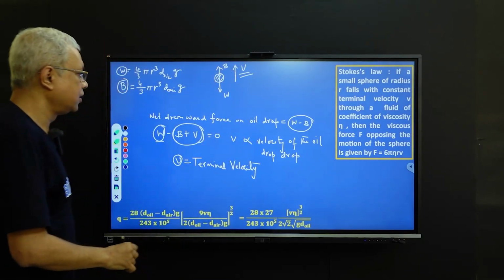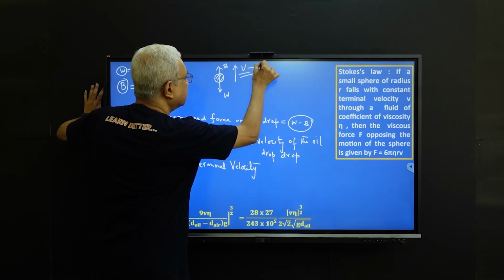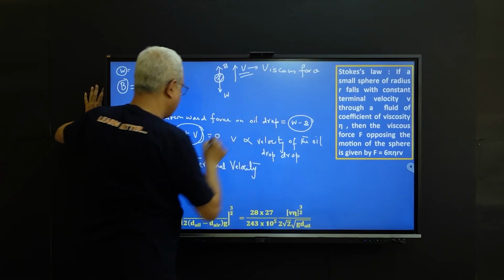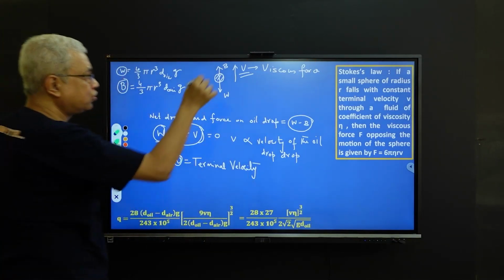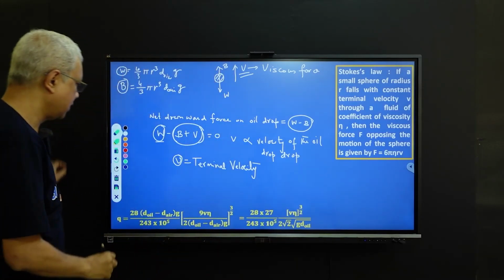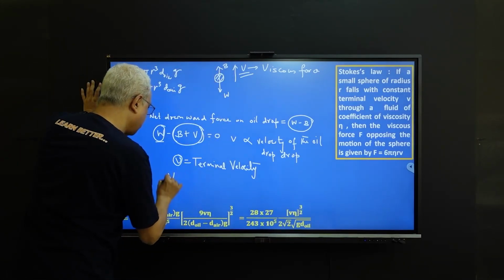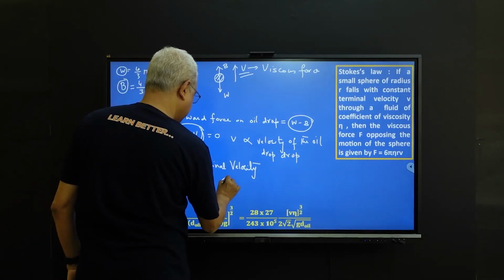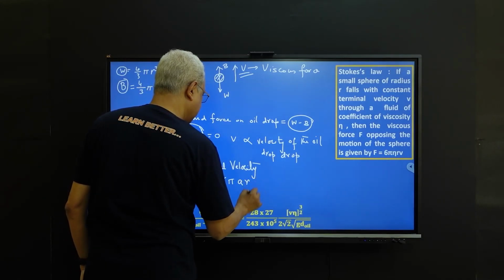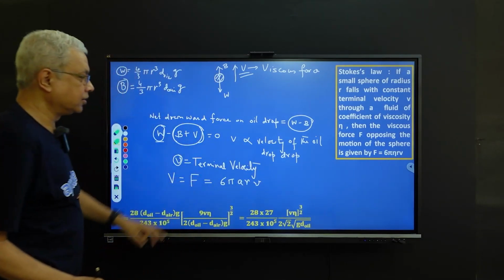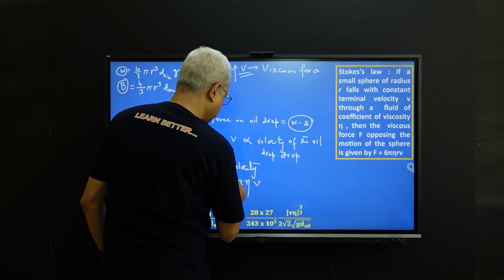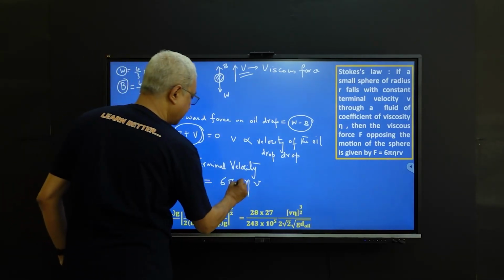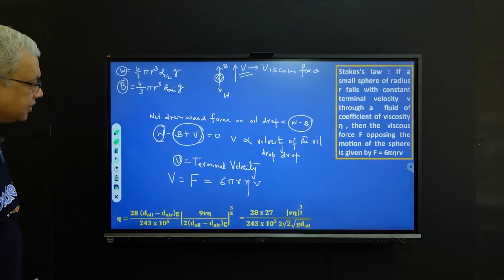This is the viscous force. And when the terminal velocity is reached, by Stokes' law, this is the statement of Stokes' law, the viscous force, which we can also call F, is 6 pi R eta v.